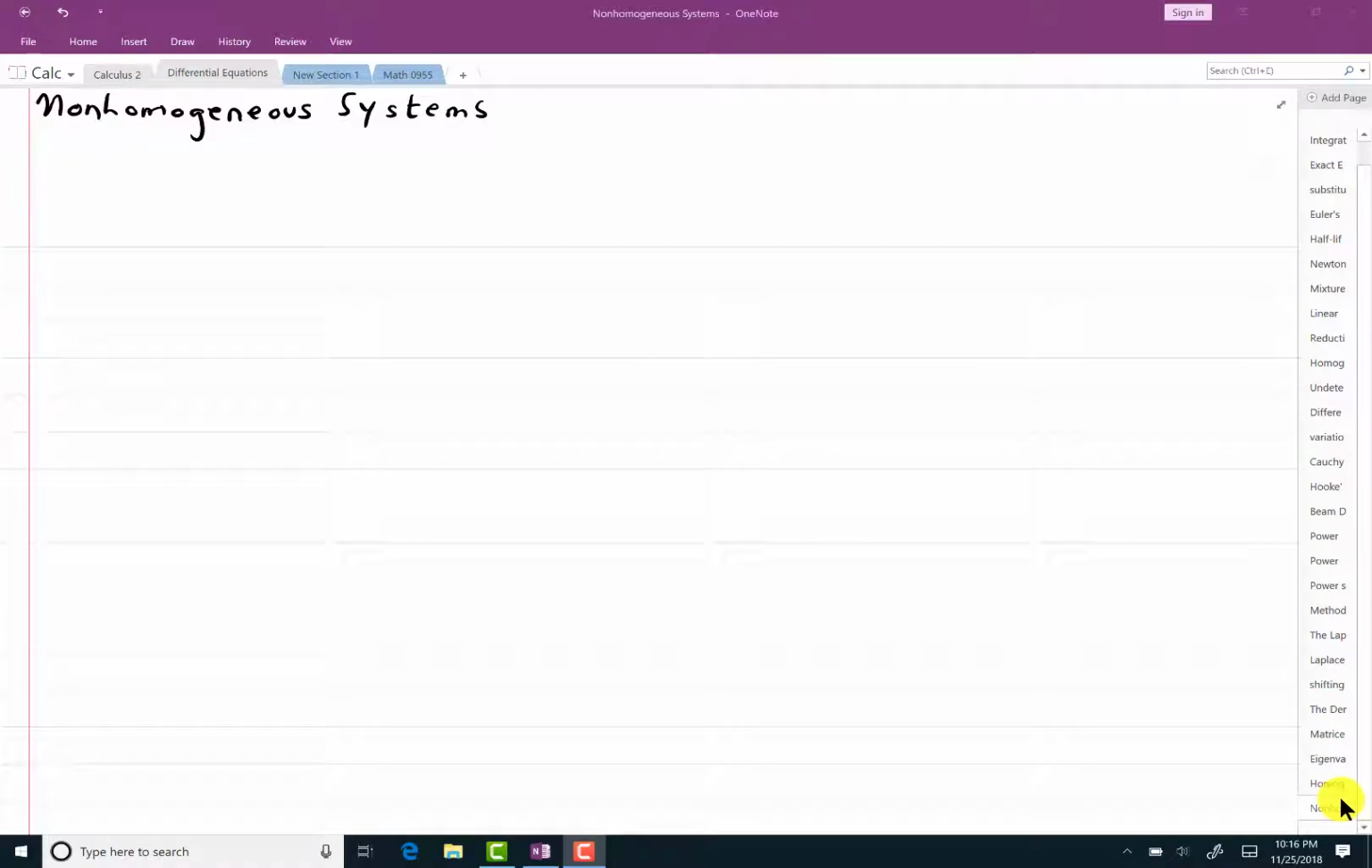This is the last video for my differential equations class, and now we're going to talk about non-homogeneous systems. We're still going to be solving systems of differential equations, but this time the equations will look like this. And f will be, maybe it'll be a constant vector or it'll be a function of t, whatever the case may be, f will not be equal to the zero vector.